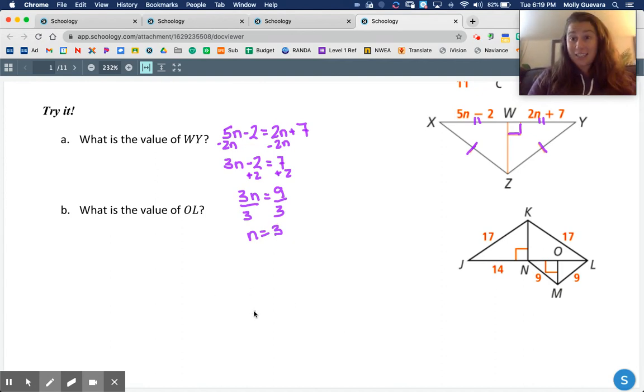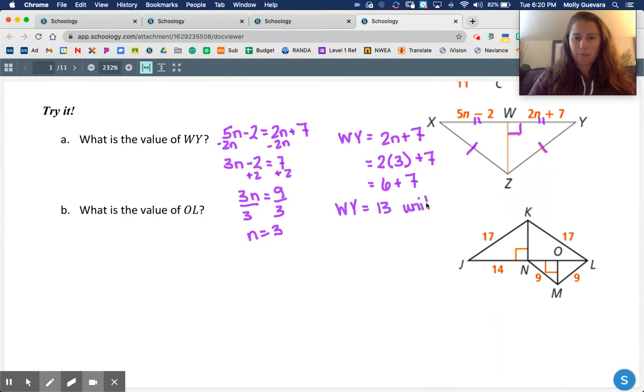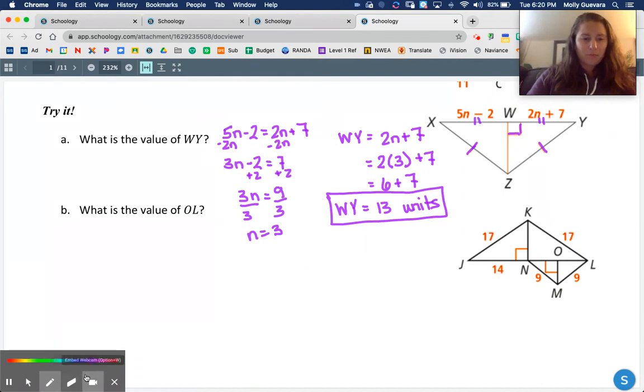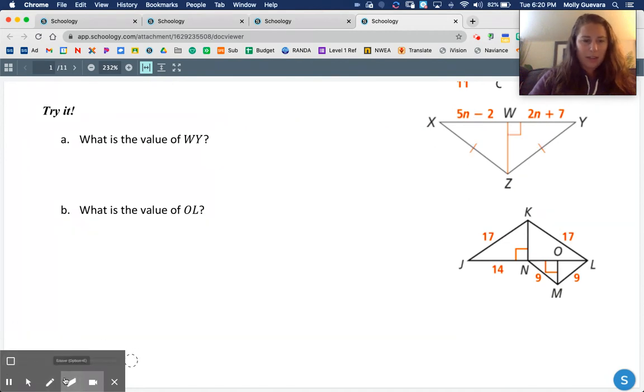Okay, but that's not what it's asking, right? It's asking what is the value of WY. So WY on the diagram is 2n plus 7. And now I know the value of n, so I have 2 times 3 plus 7, which is 6 plus 7. So I get that WY is equal to 13 units. So hopefully you got that one. It was nearly identical to the one above it. The next one, I'm going to go ahead and clear this so I have more room to write. The next one's a little bit trickier.